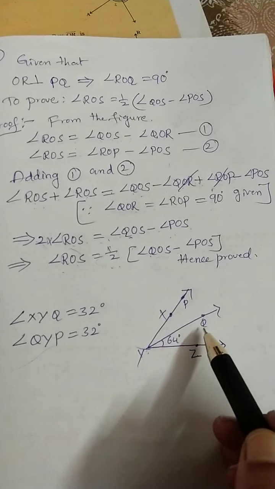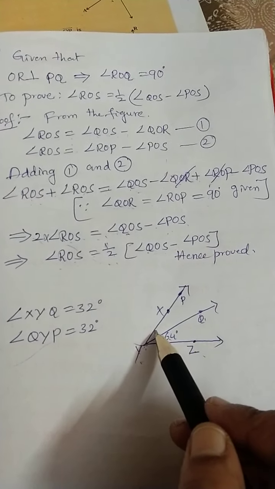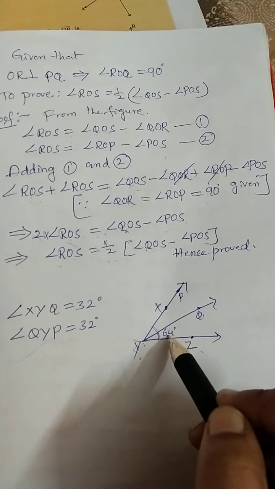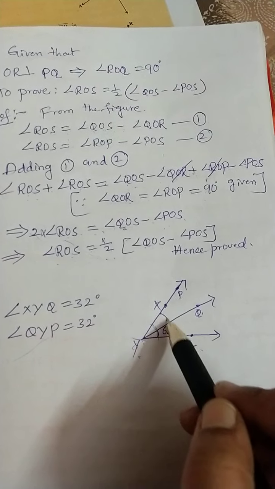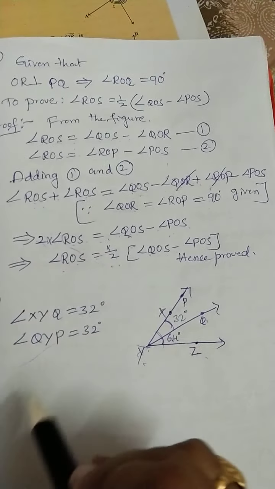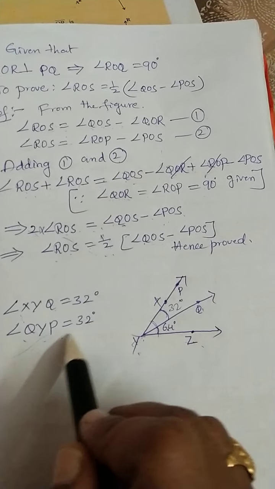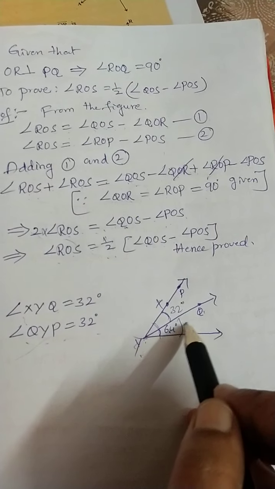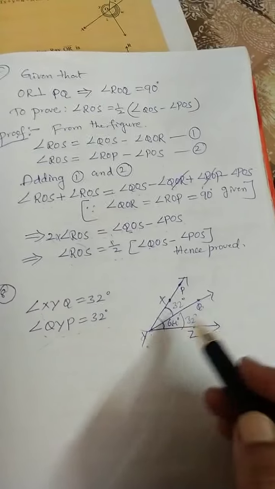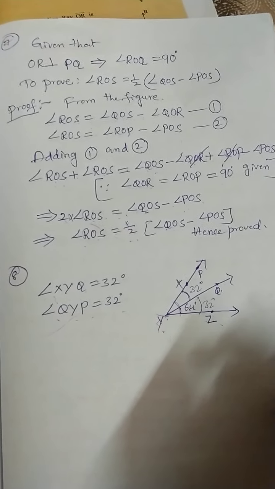See, this angle XYZ is given as 64, the total angle is 64. Now if you want to find this, half of 64 is 32. Very simple. So angle XYQ is 32 degrees, angle QYP is also 32 degrees. Why? Because the total is 64. So as given in the question, I wrote this figure. I hope you understood. Thank you.